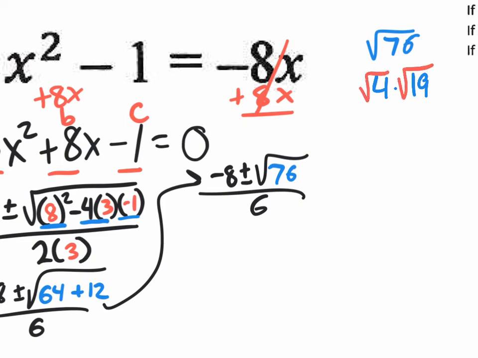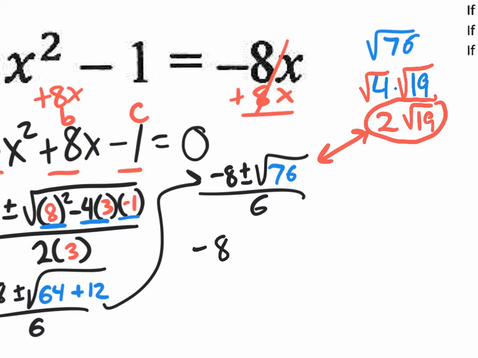square number, so you could split those roots, and the square root of 4 is 2, and the square root of 19 is going to stay square root of 19. So the 2 square root of 19 is really the same thing as the square root of 76. So the next step would be to replace the square root of 76 with 2 square root of 19. So you will end up with negative 8 plus or minus 2 square root of 19, all divided by 6.